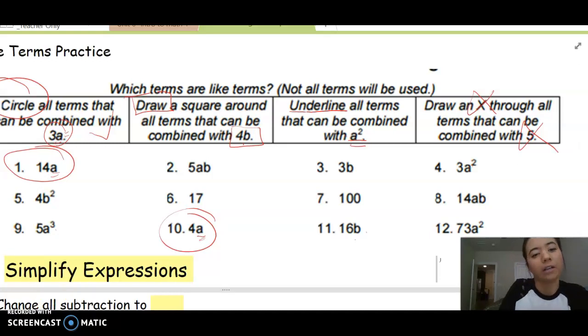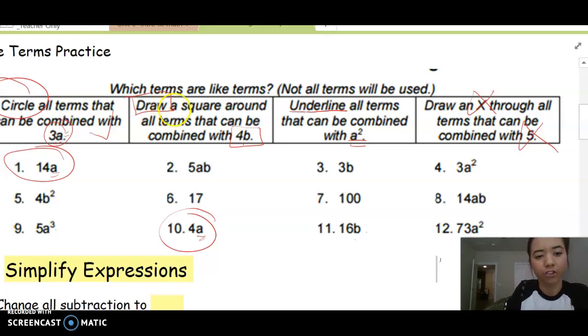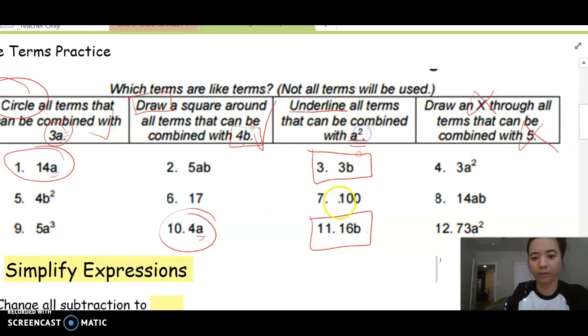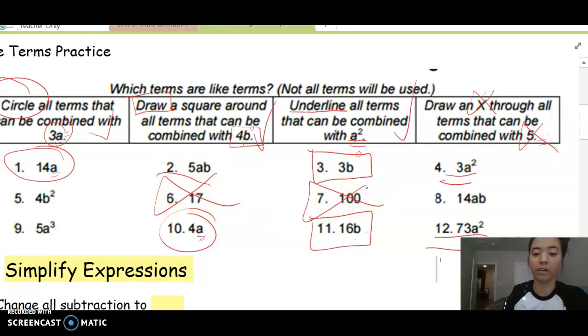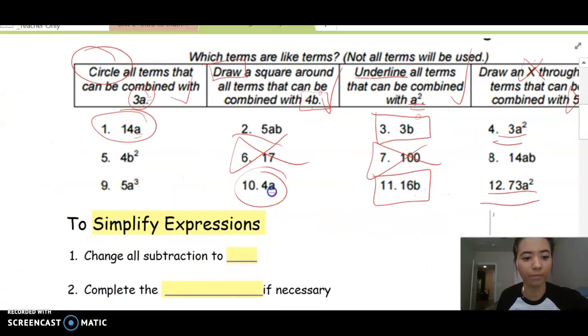Okay. Hopefully you went and did this. I'm drawing a square on the ones with 4b. I have 3b because there's just a b, and they both have no exponent. Just a b with no exponent. That one's good. I'm looking for an a with a little 2 exponent. And then an x that can go through ones combined with 5. So that one has no variable, no exponent. So 17 and 100.